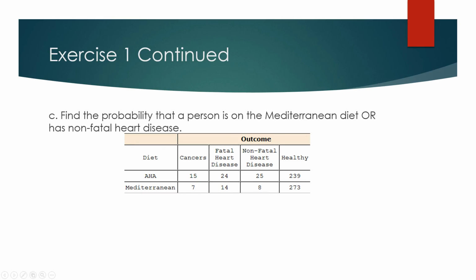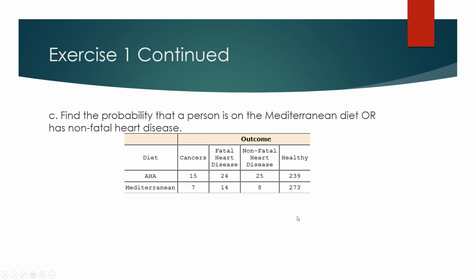So next, find the probability that a person is on the Mediterranean diet or has non-fatal heart disease. With this example, we will see that overlap that we saw in our first example. There are 714 and 8,273 total together on the Mediterranean diet, and there are 25 and 8 with non-fatal heart disease. So if we found these probabilities separately and added them together, we would end up counting these 8 people twice, but there's only 8 people here, there's not 16.